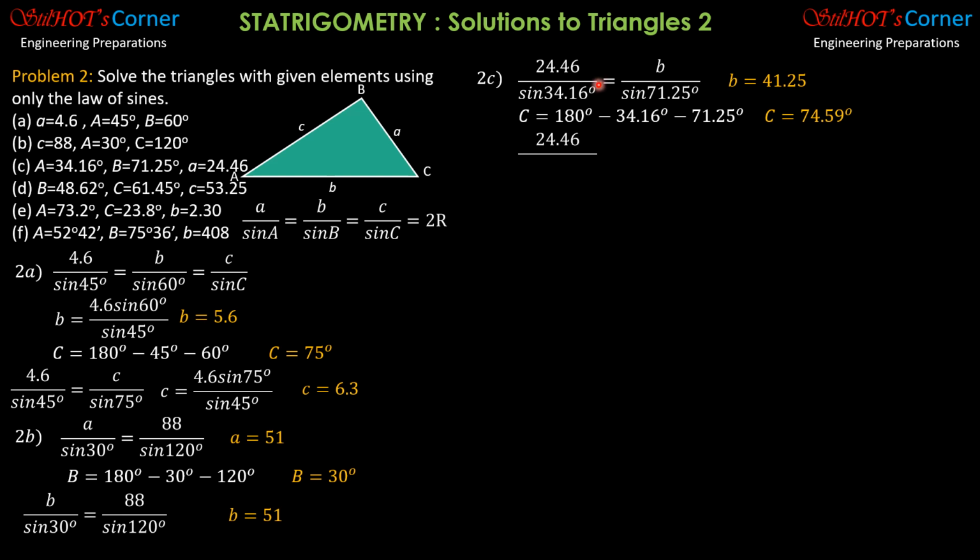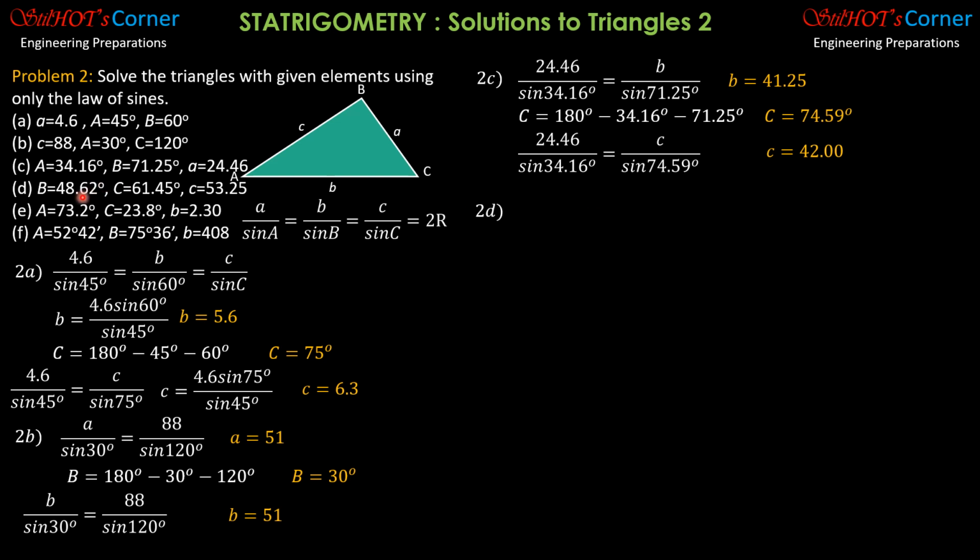So, sine law: 24.46 as to sine 34.16 degrees equals side C as to sine 74.59 degrees. So C is 24.46 sine 74.59 degrees over sine 34.16 degrees. So side C is 42.00 units. Then let's proceed to 2D.